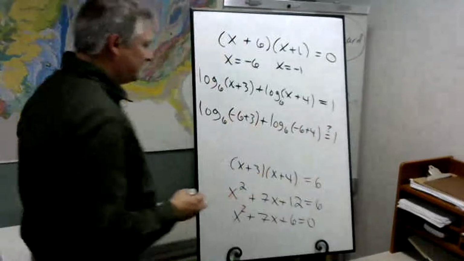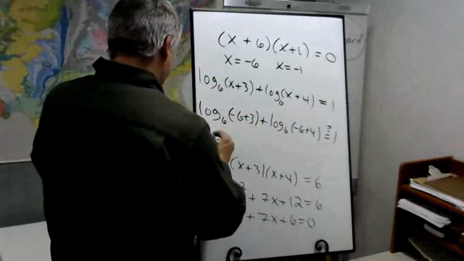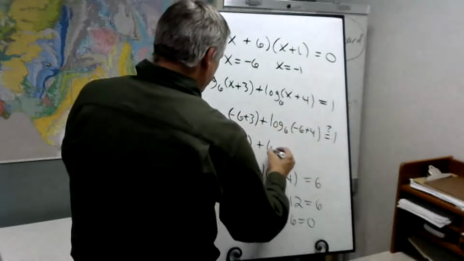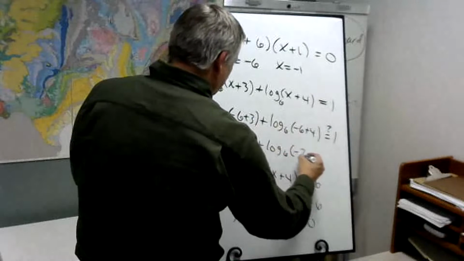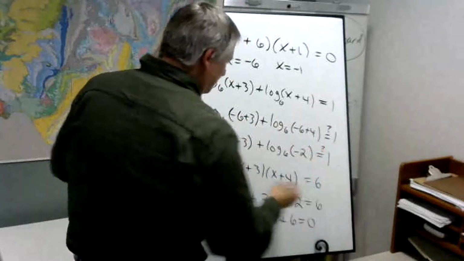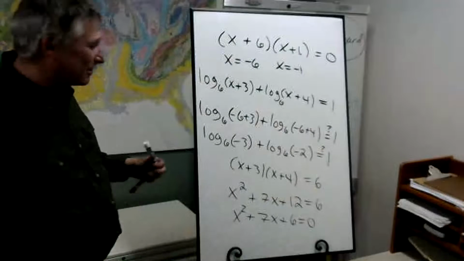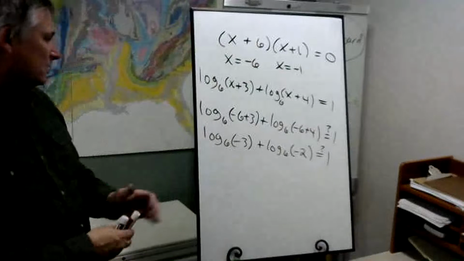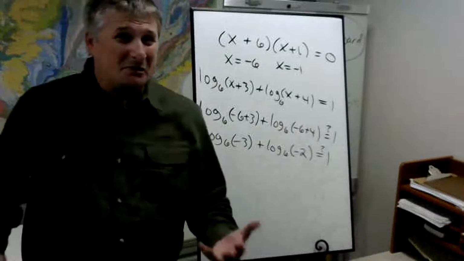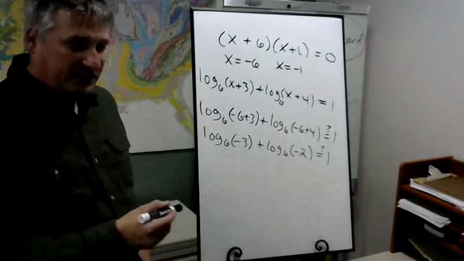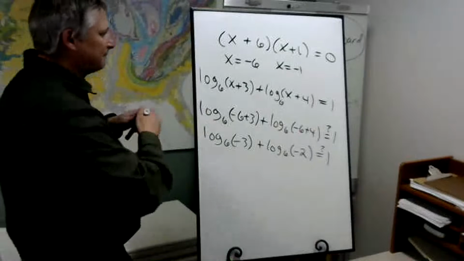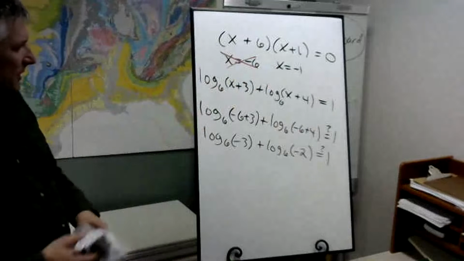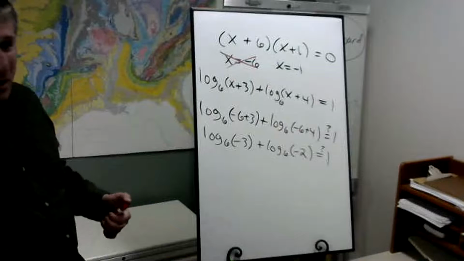The problem's going to be this. Log base 6 -3 plus log base 6 -2. Does this equal 1? Well, it doesn't matter. The reason is log of a negative we can't do. So -6, it's not going to happen. So let's try x is -1.